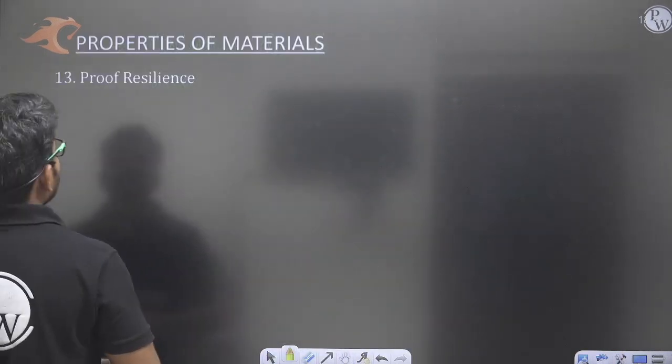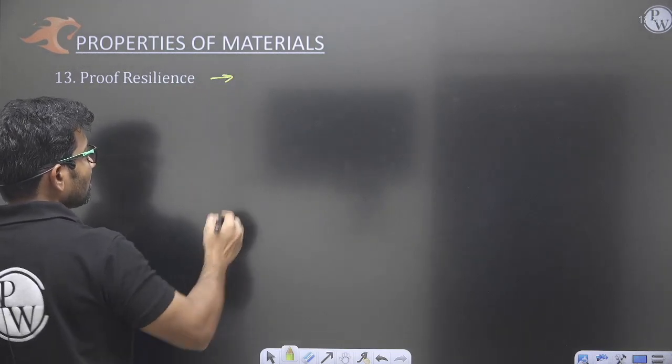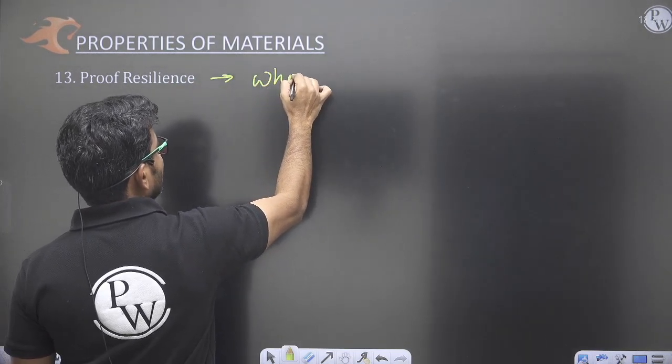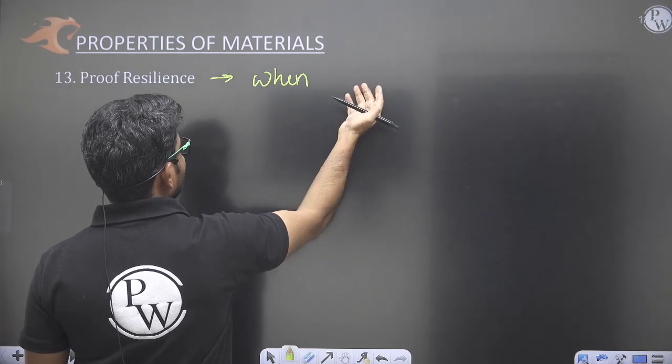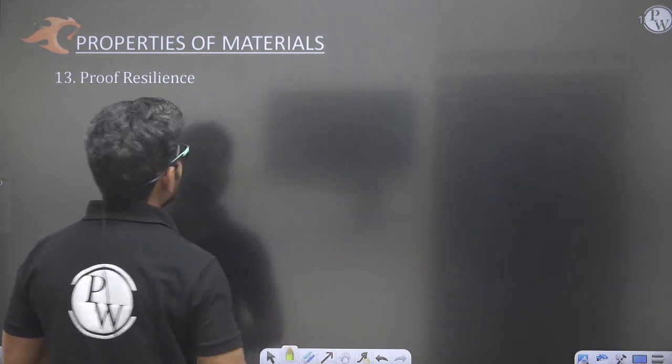Clear? Then proof resilience. Proof resilience is nothing but when resilience is found by the proof stress method, or it is the same as resilience. There is no difference, but some Indian authors say in their books that resilience is when the strain energy stored is within the elastic limit, or less than the elastic limit, up to any point.